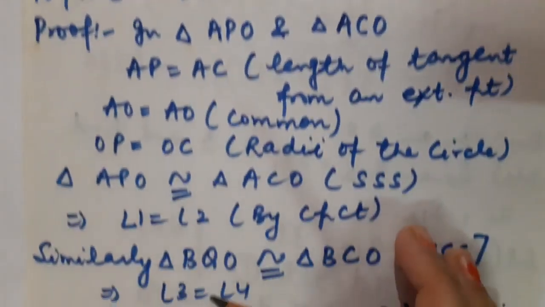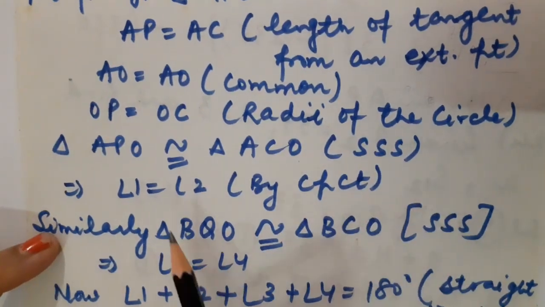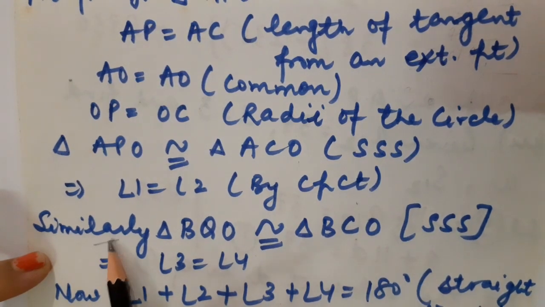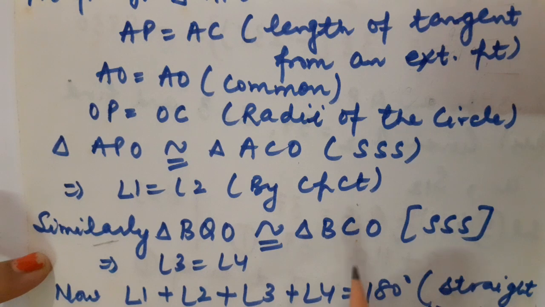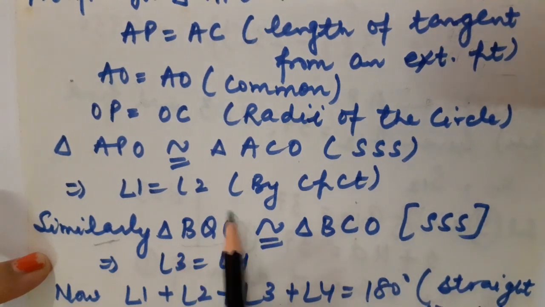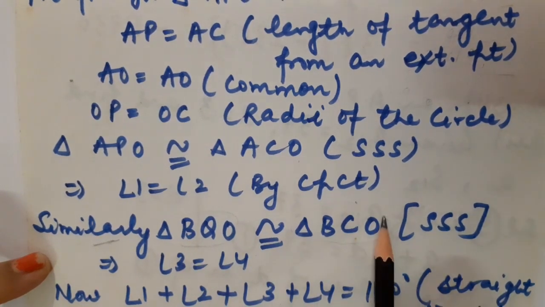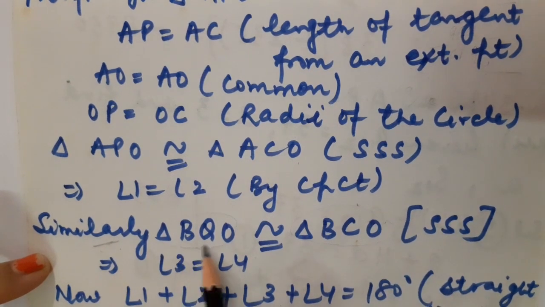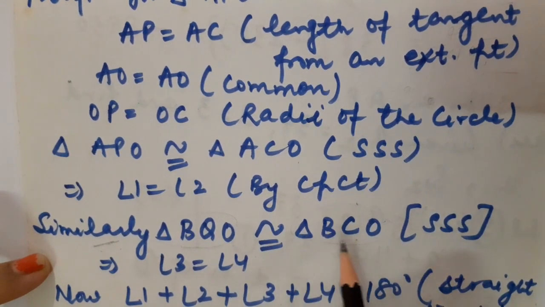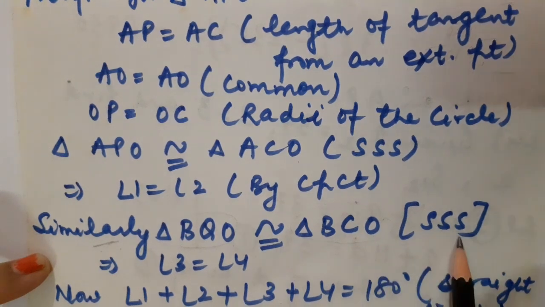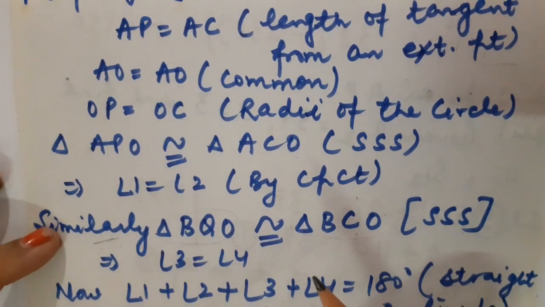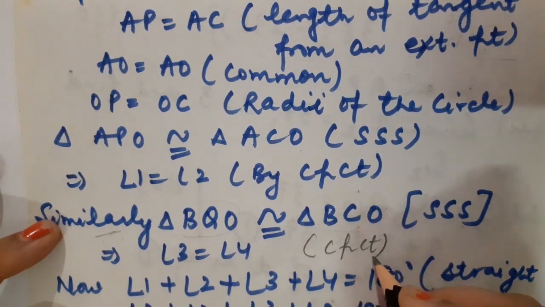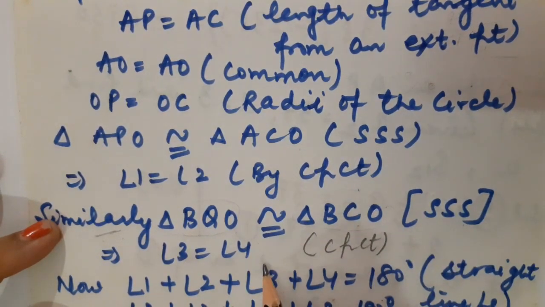Have a look. Angle 1 is equal to angle 2 by CPCT. Similarly, you have to write similarly. You are not supposed to do that part again. Means you are not supposed to prove rest of the two triangles also congruent once again. You can just write similarly. Similarly, triangle BQO is congruent to triangle BCO by triple S criteria. Okay. So again by CPCT, what can we say, children? That angle 3 is equal to angle 4.